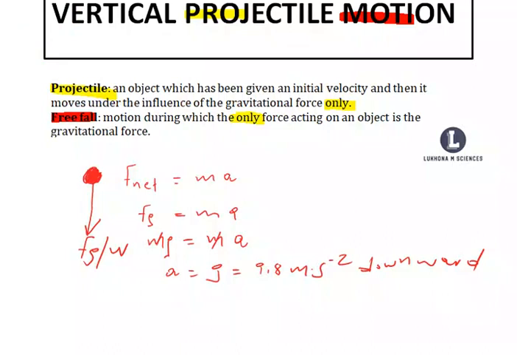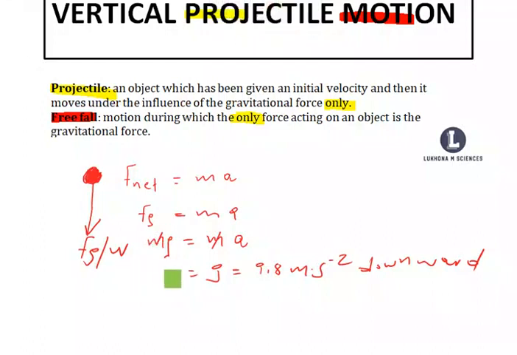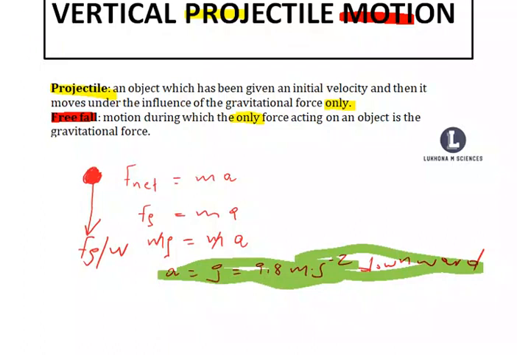And don't forget that we also have the acceleration, which is always constant here. The acceleration is g, which is 9.8 downwards. So this is also important, right? Now let's continue with our projectile motion.